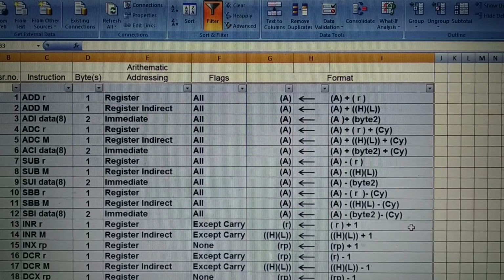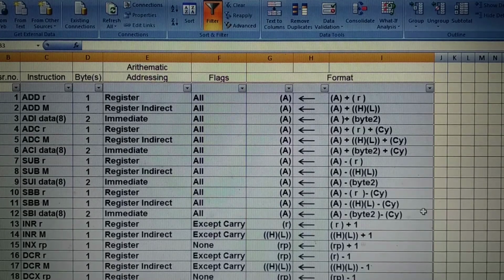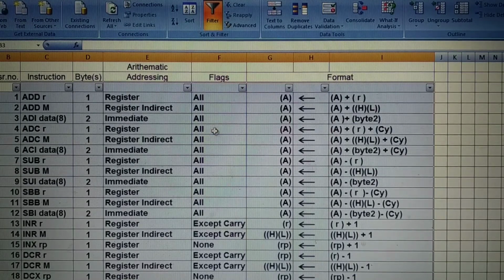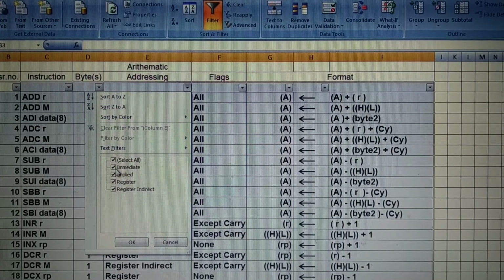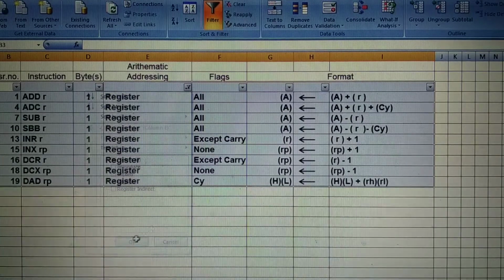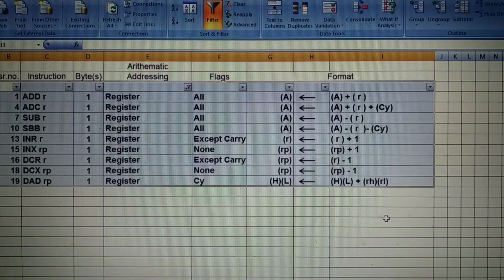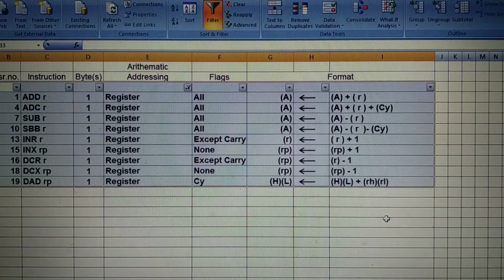Now, summary of arithmetic group of instruction. Total we are having 20 instructions in this arithmetic group. Depending upon the addressing mode, first we will filter the instructions. Here only we will see the register addressing mode. Here you are getting 9 instructions of register addressing mode.